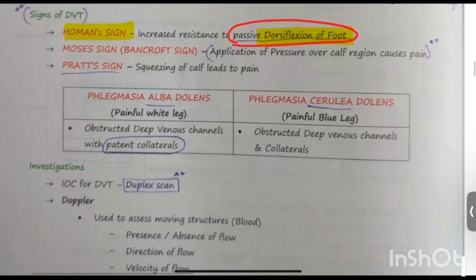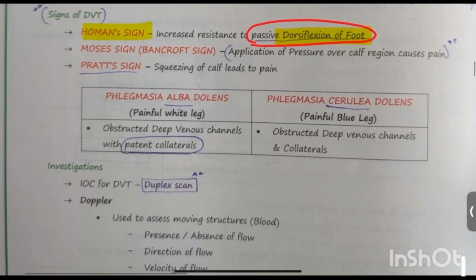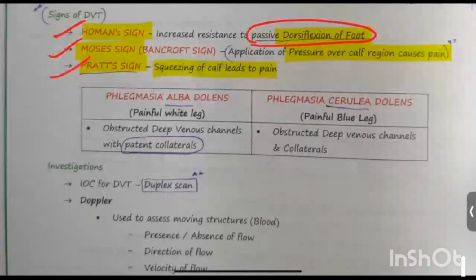Okay. And then Moses sign, which is application of pressure over the calf region causing pain. So if you hold the calf of the patient and press it firmly, there will be pain, and that is called Moses sign. What is Pratt's sign? If you squeeze it, then there will be pain. That is Pratt's sign. Okay. So if these three signs are clinically evident, then it is a clear case of deep vein thrombosis.